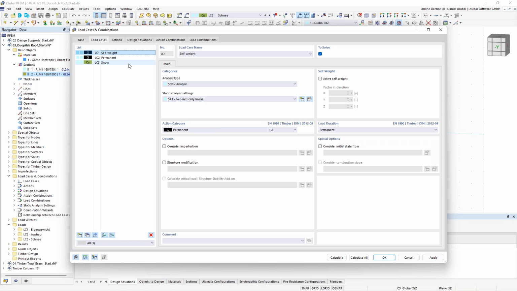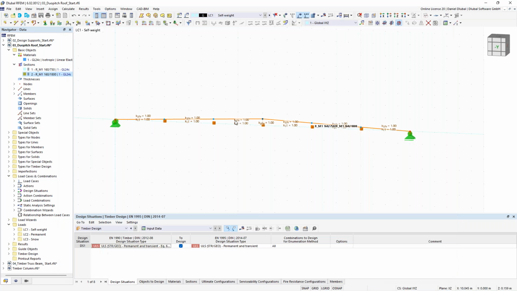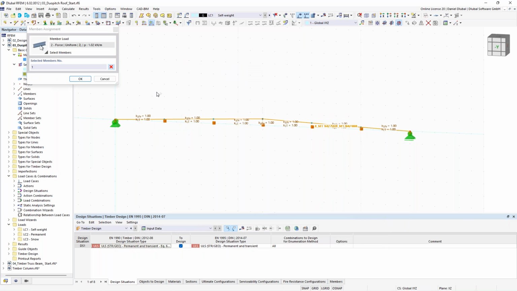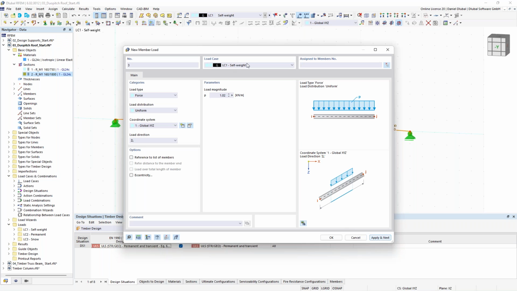And for each load case, I want to consider a load. So I say okay. And a very nice thing is that I can now apply the load, remaining in this dialogue and only changing the parameters for the load and also the load case. So in this case, I have here this load magnitude. I choose here this number. I say apply next. The same with permanent. I have here 2.7. Apply next, and the same with load case 3.